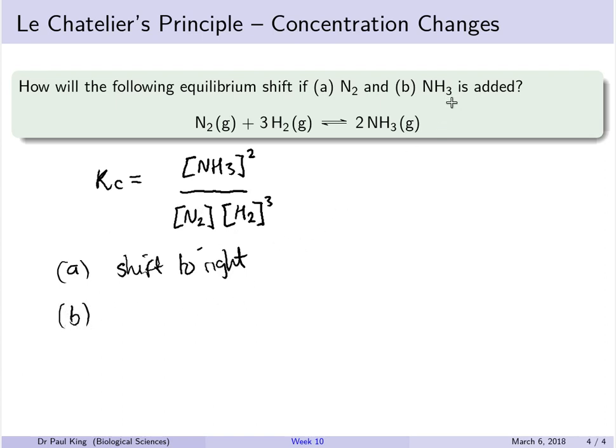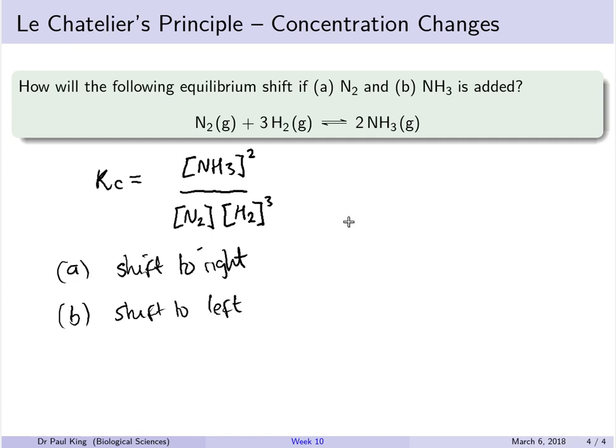If we were to add ammonia, what would happen to this ratio of concentrations? Well, if we add ammonia, the concentration of ammonia on the top here would increase, which means that the ratio would be above the Kc value. So in order to re-establish equilibrium, the concentration of ammonia would have to decrease and the concentration of nitrogen and hydrogen would have to increase. That would mean that the equilibrium would have to shift to the left towards the reactants.